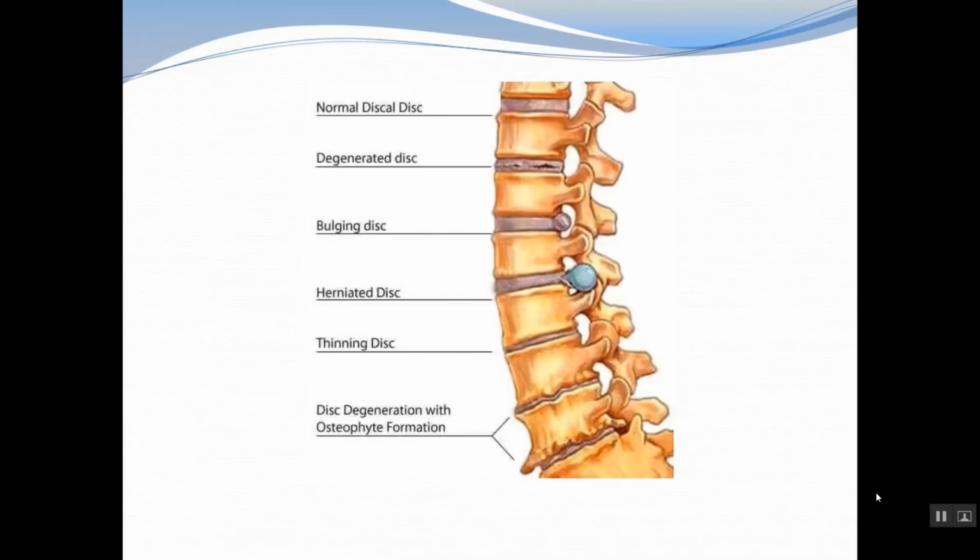This is the diagrammatic appearance of the normal disc, degenerated disc, bulging disc, herniated disc here. Okay. Thinning of the disc. Disc degeneration with ossification formation here. The spine deformity, disc prolapse.